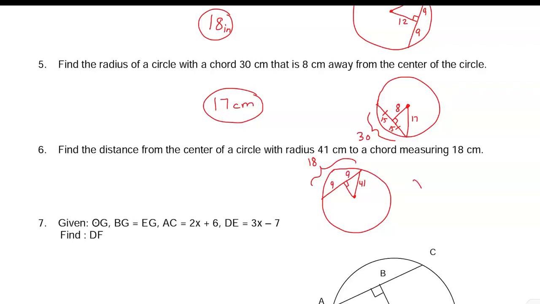Now look at your right triangle. Your right triangle has a hypotenuse of 41 and it has a leg of 9. Do you recognize this triple? This is a triple. The other leg is 40, so the answer is 40 centimeters. The distance of the chord from the center is 40 centimeters.